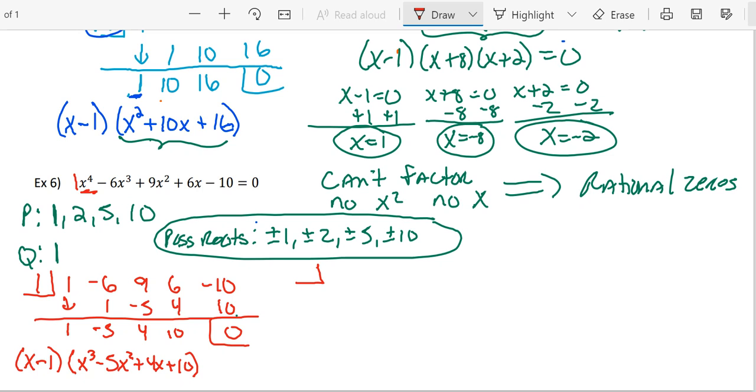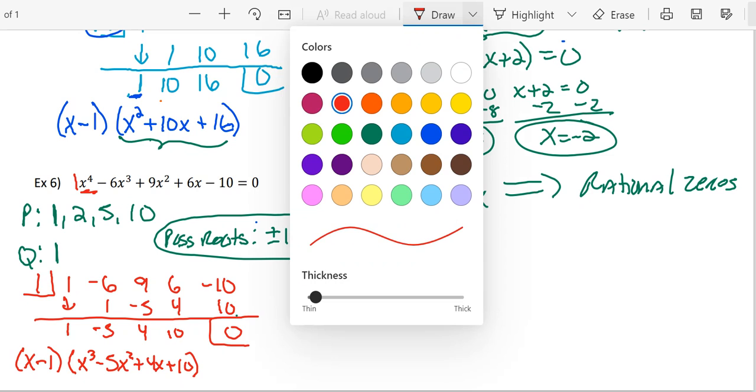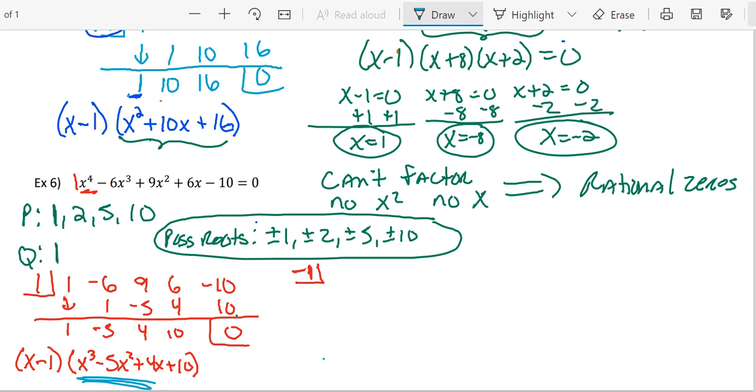Now I'm going to try negative 1. Let's see what happens. Since I'm going to try negative 1, let's be clear: I can go back here, but I don't need to. I can just use the last value that I got. I don't have to go back and use the big number. I can use this smaller number for the synthetic division. So I'll have 1, because now I'm taking this coefficient, minus 5, plus 4, plus 10.